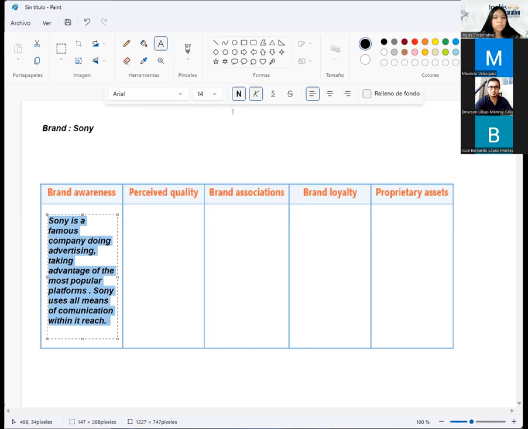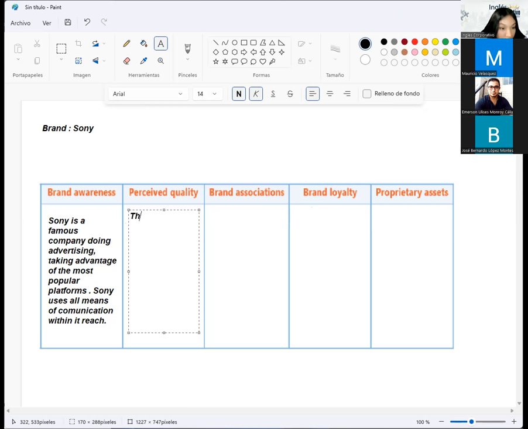The size of the letter is good. Next. Perceived quality. This is a product with high quality. That's correct. High quality.